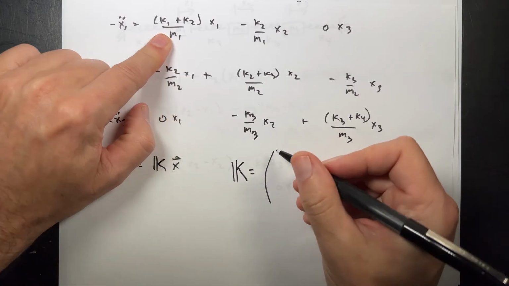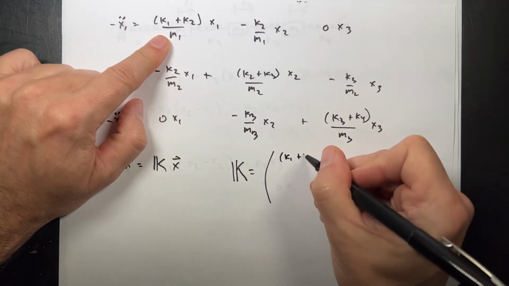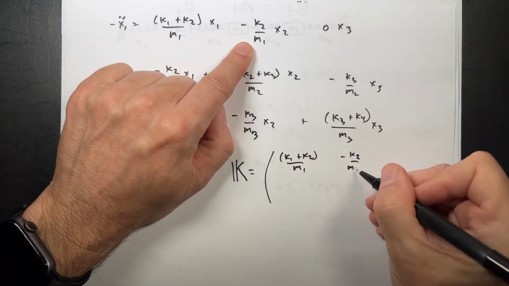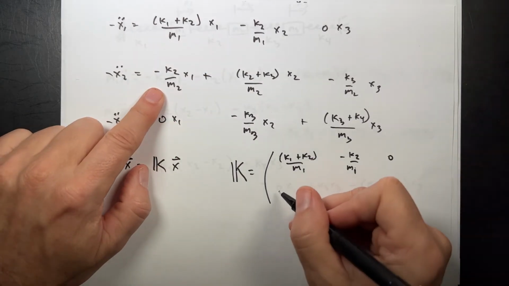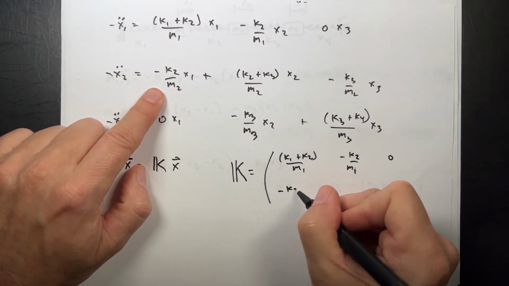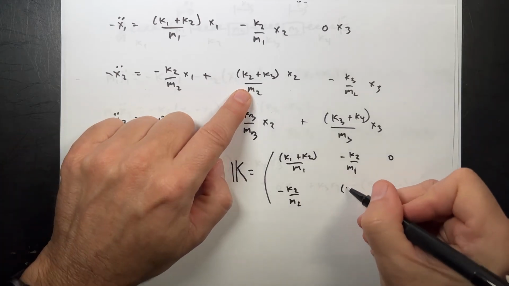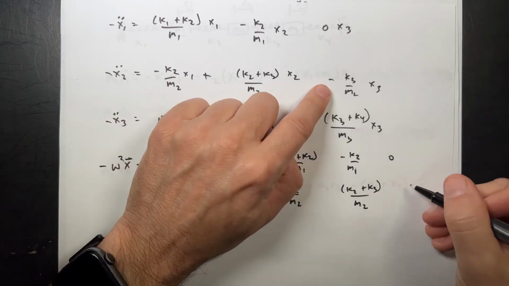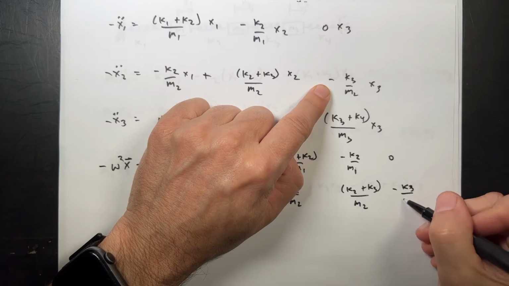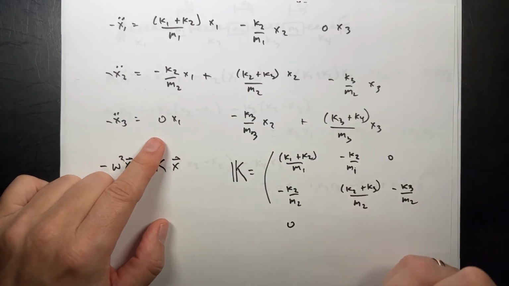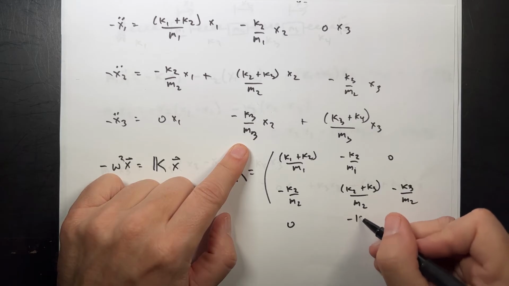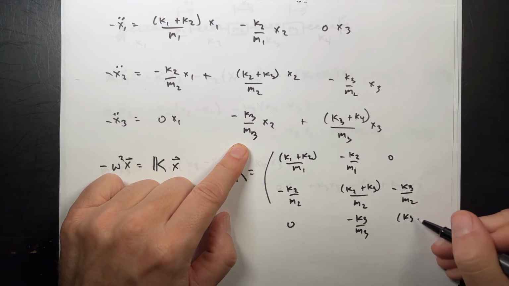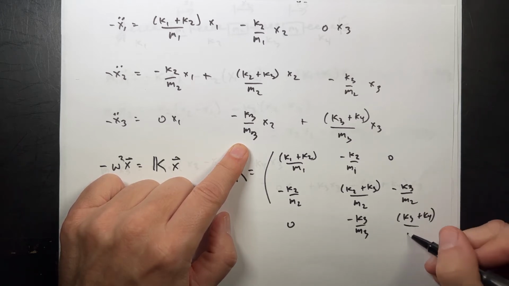It's just going to be k1 plus k2 over m1, negative k2 over m1, 0. And then the next row is negative k2 over m2, k2 plus k3 over m2, negative k3 over m2. And then finally down here, 0, negative k3 over m3, and then k3 plus k4 over m3.